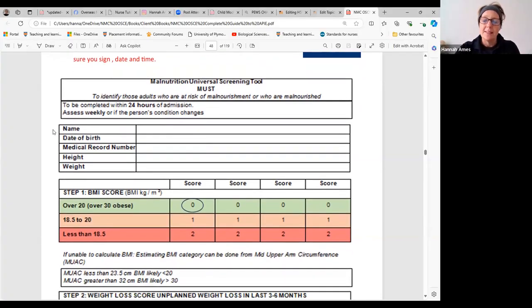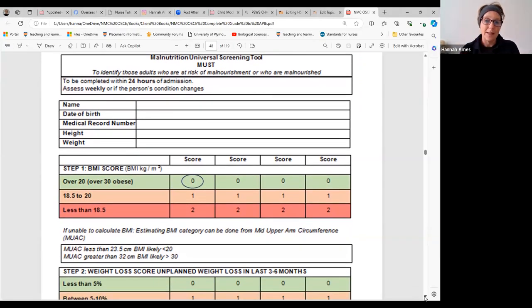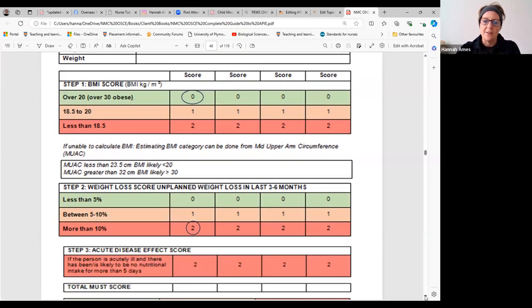You'll have this within your assessment documentation. Normally the name and date of birth are all filled in at the top there, but just make sure. And like you'll see, each section of the MUST will have been scored and circled. So the scenario can be a bit confusing because the patient is obese, but they've had a significant amount of weight loss. So they are still at risk of malnutrition. So the BMI score is 0, so that's been circled for you. You don't need to do anything.